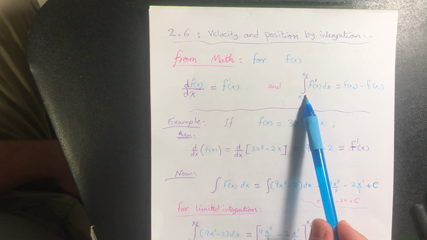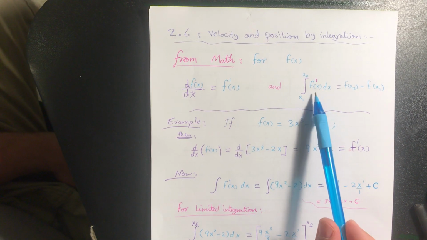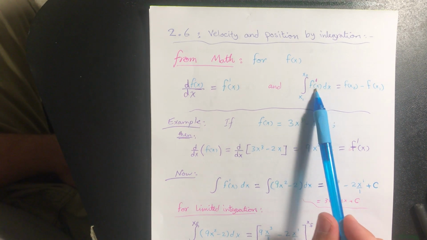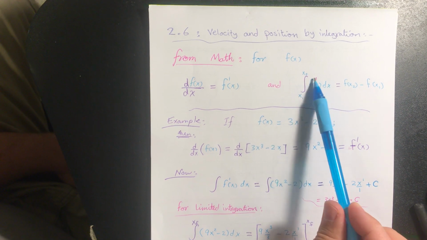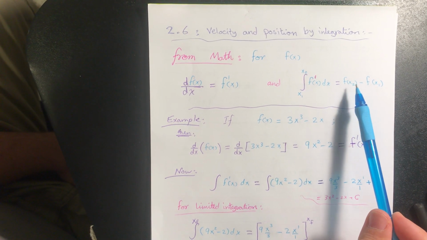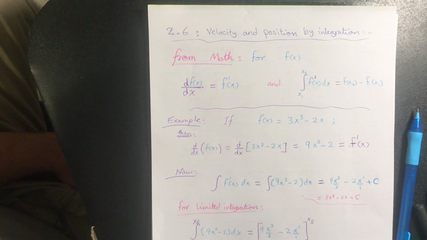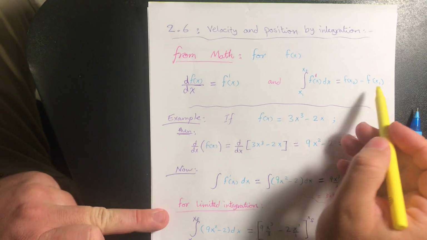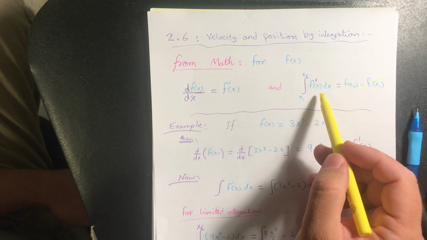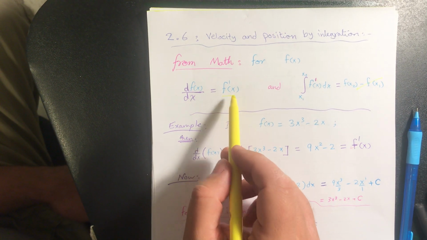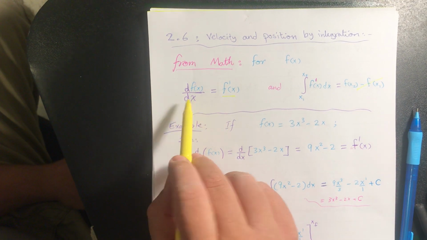And if we integrate, we need to know what is integration. If we need to integrate the f prime of x, it will give us f of x. And the limited integration from x1 to x2 will give us f of x2 minus f of x1. But most of the times we have f of x1 equal to 0. So we can find that f of x is equal to the integration of f prime. So the integration is the inverse operation of differentiation and vice versa.